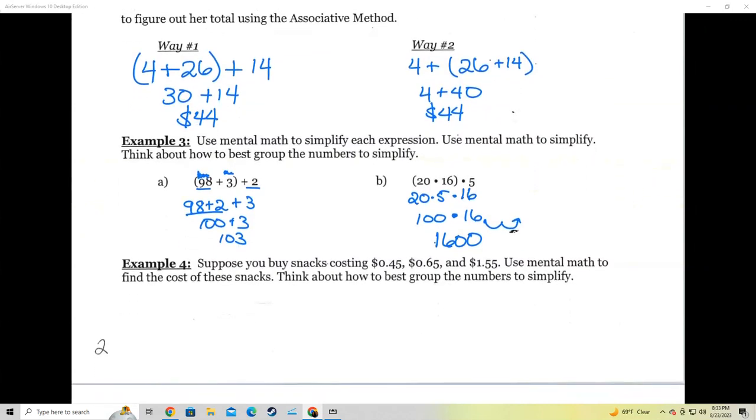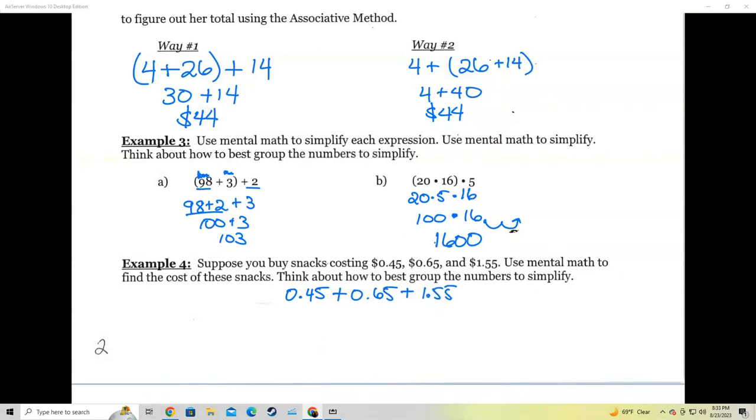And then the last one is kind of a tough one. It says, suppose you buy snacks costing 45 cents, 65 cents, and $1.55. Use mental math to try to find the cost of the snacks. And again, we're going to try to think of the best way of grouping this. So really what I'm going to do is add up these numbers. I know I'm adding 45 cents plus 65 cents. Sorry, I wrote that wrong. Let me write plus 65 cents plus $1.55.